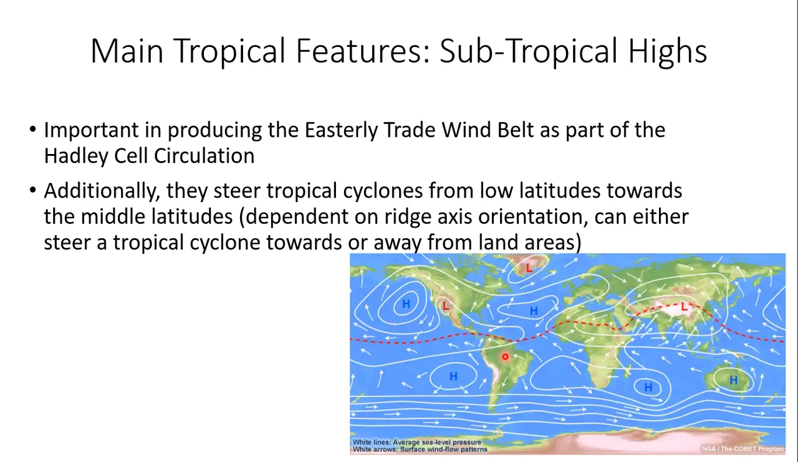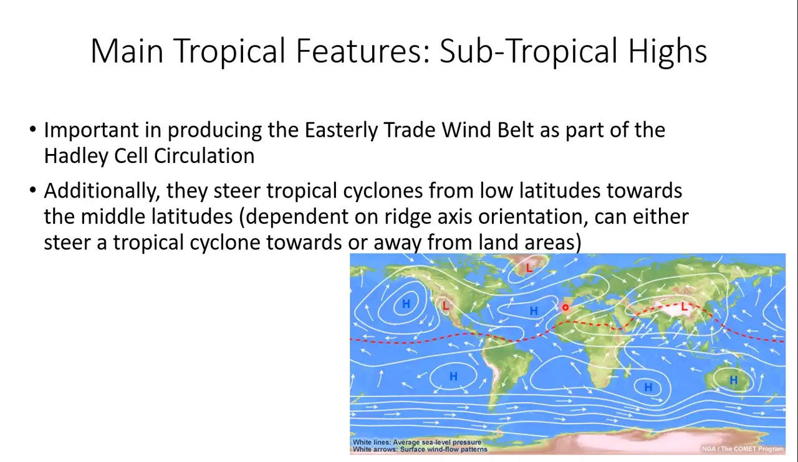Additionally, as I mentioned, subtropical highs tend to steer tropical cyclones from lower latitudes towards the middle latitudes. And so you'll notice that the Hurricane Center, when you have an active tropical cyclone moving, let's just use the Western Atlantic Ocean as an example, they'll always be talking about the orientation of this ridge or the subtropical high. Where this high is located is very key. How intense the tropical cyclone is also very key as far as steering winds.